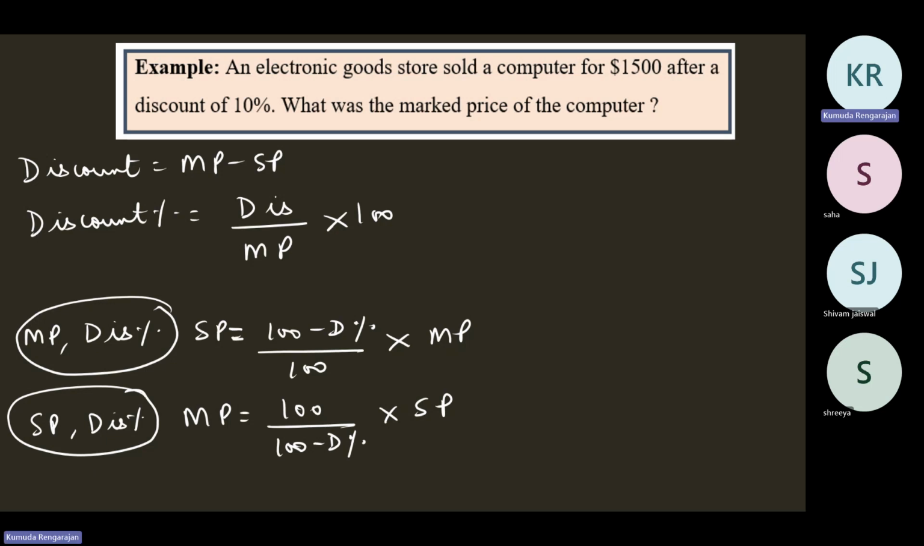So SP is equal to 100 minus D percent by 100 into MP. MP is equal to, like CP, for MP you'll have 100 in the numerator. So MP is equal to 100 by 100 minus D percent into SP.